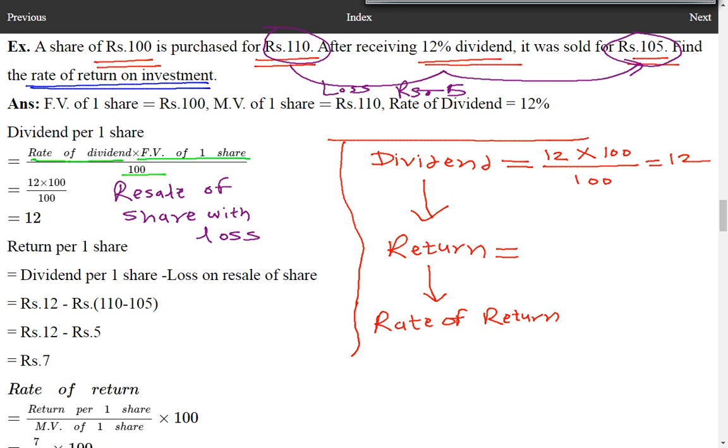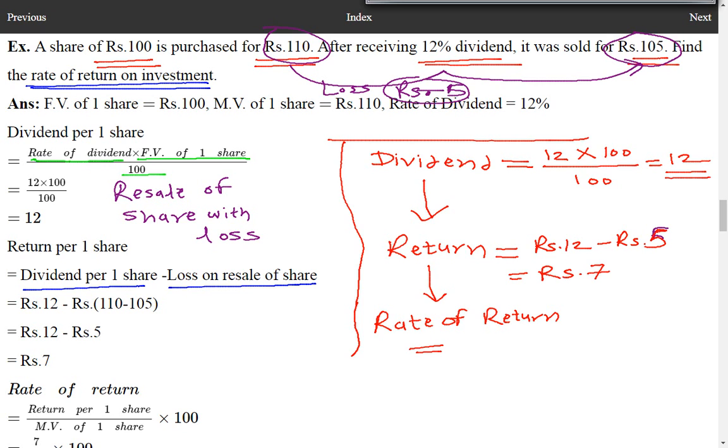In this case, return is going to be equal to dividend per one share minus loss, because there is a loss. So we have to subtract the loss. Return is equal to rupees 12 minus loss. As we had seen earlier, there is a loss of rupees 5, so it is 12 minus 5, which equals rupees 7. So return per one share is rupees 7 and dividend per one share is rupees 12.